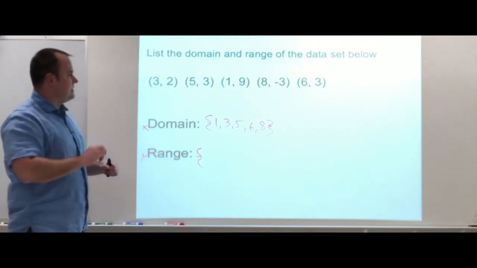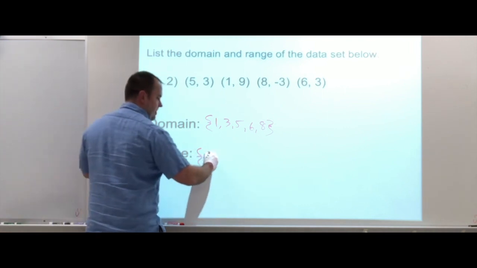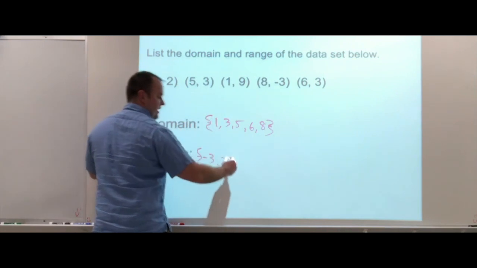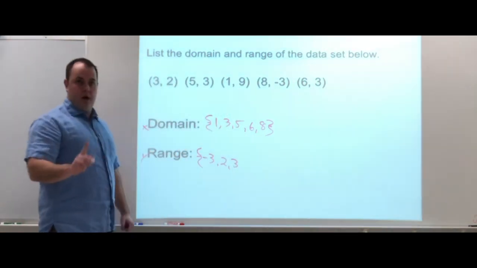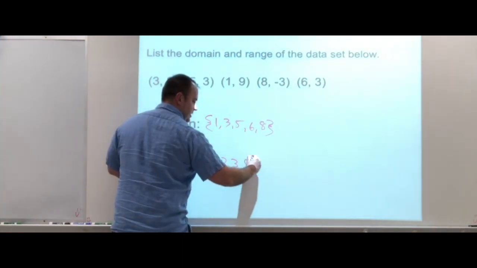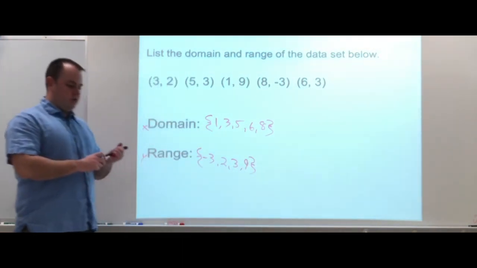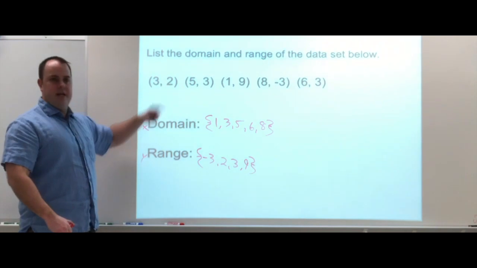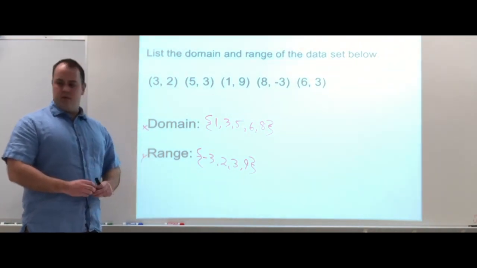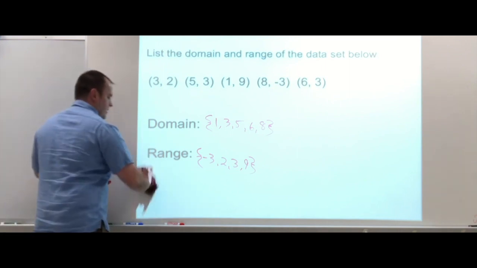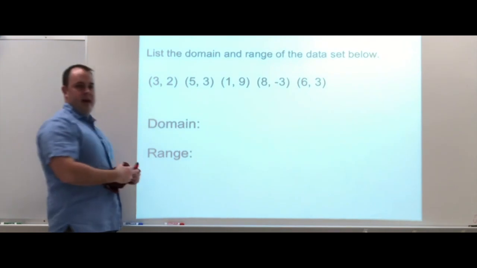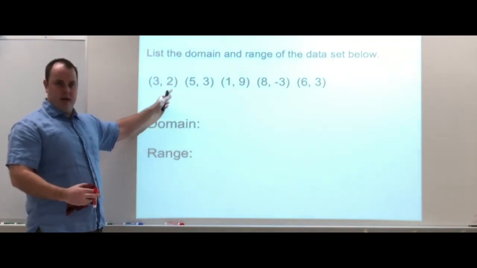Okay, for our range, our y variables. The lowest one I see there, we have negative 3, we have 2, we have 3 now. 3 shows up twice, you don't have to write it twice. I'm going to just write it one time, and then the 9. There's our range. So it's listing the x's and y's that fit into what we have from our function. Okay, this is what we're given, so that's what I wrote down.